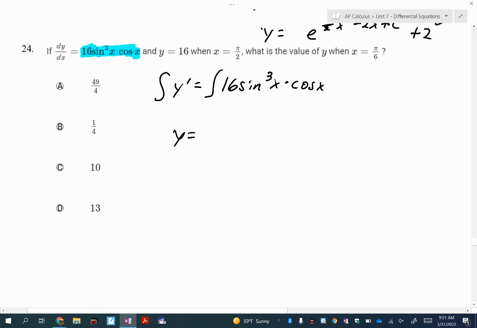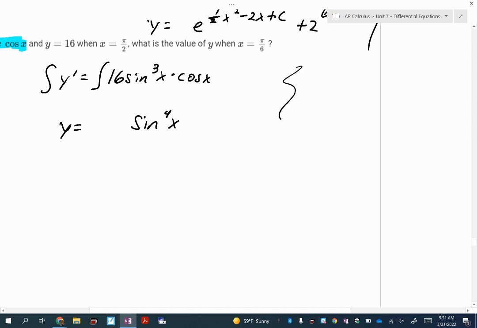So you have y equals, and what I'm going to do is make this sine to the 4th power of x, which if I took the derivative would be sine to the 3rd power of x, or sine cubed, times the derivative of sine. Let me actually do it over here. I'm just talking about it. Let me do it. Okay.